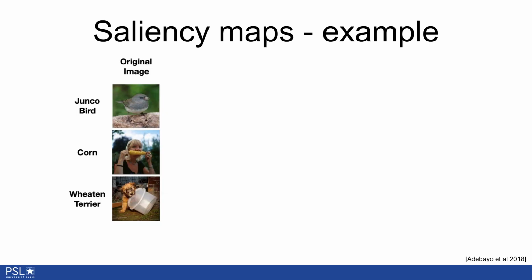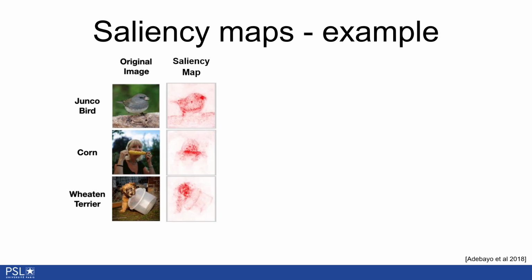Let's look at an example. This figure shows 3 input images together with the top labels generated by a convolutional neural network: Junco bird, corn, and Wheaten Terrier, a dog breed. For each image, we can ask how much different parts of the image contributed to the output label, and this is precisely what a saliency map tells us. So here are examples of saliency maps for each of the images, where the strength of the contribution of each pixel is shown in red.